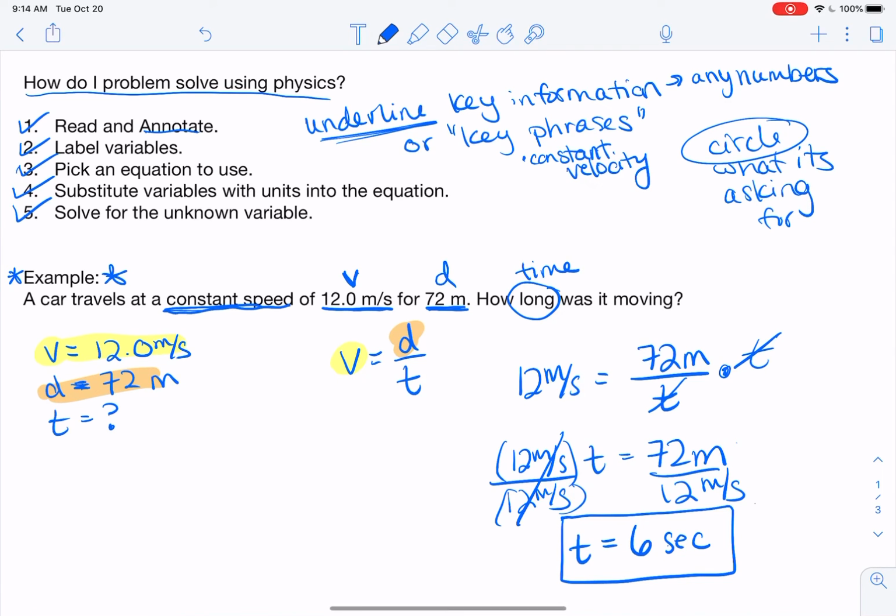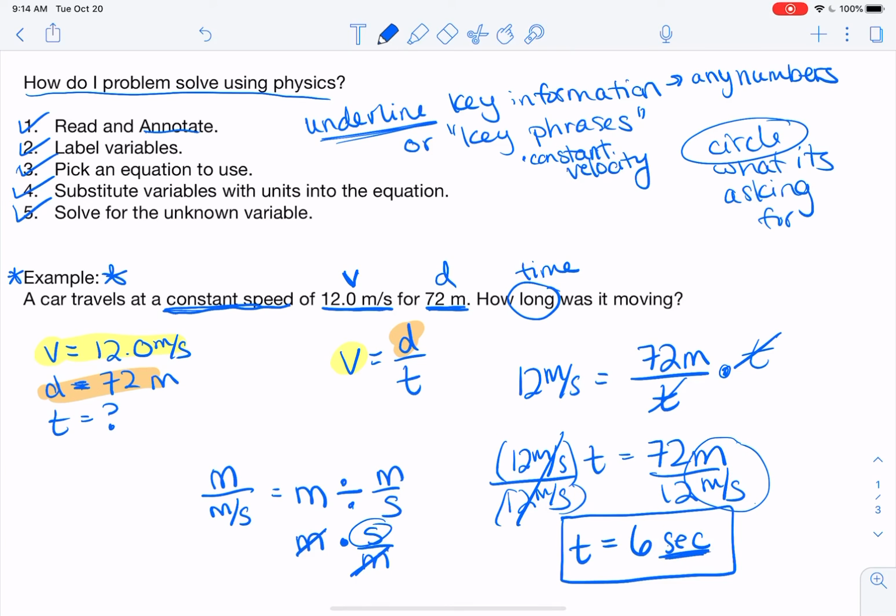But let's talk again about these units here, because it's meters divided by meters per second. To divide by a fraction, what do we do? We keep the first one, we change this to multiply, seconds over meters, and you see that the meters cancel out and we are just left with seconds, which is exactly what we should get because we're solving for a time. So that would be how we do this.